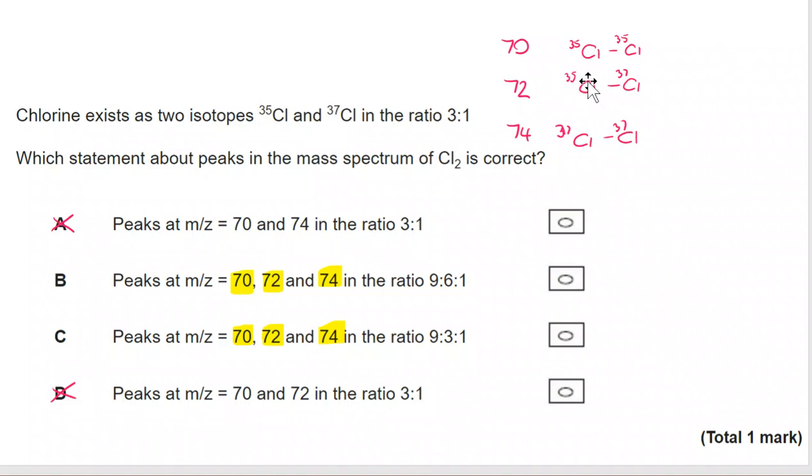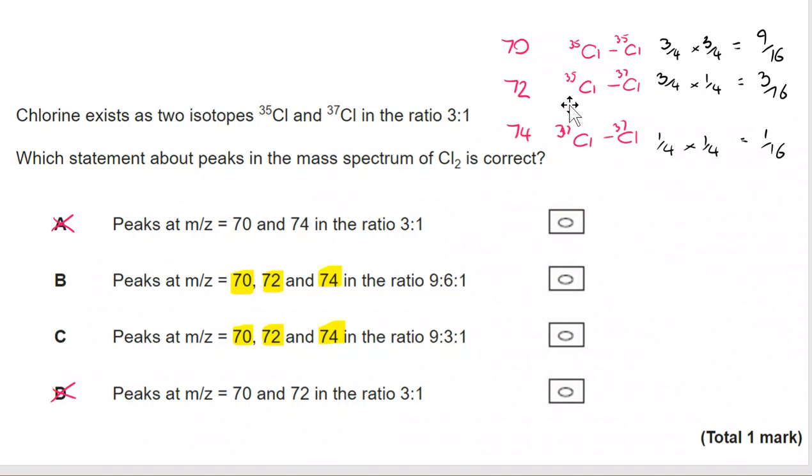The probability of it being a chlorine 35 is 3 in 4. So the probability of 2 chlorine 35s is 3 in 4 times 3 in 4, that's 9/16. You can see that I've done here a chlorine 35 and a chlorine 37, that's 3 quarters times 1 quarter, that's 3/16, and a chlorine 37, chlorine 37, 1 quarter times 1 quarter, 1/16.